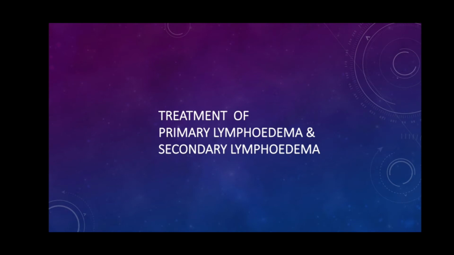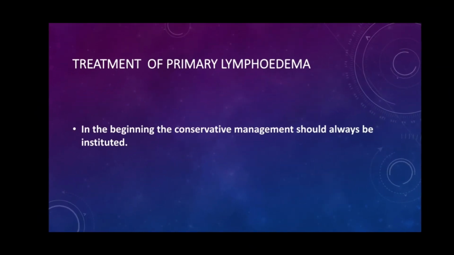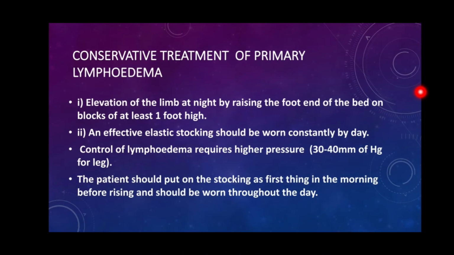Next, we will see the treatment of primary and secondary lymphedema. Treatment of primary lymphedema. In the beginning, conservative management should always be instituted for primary lymphedema. Conservative treatment of primary lymphedema. First one, elevation of the limb at night by raising the foot end of the bed on blocks of at least 1 foot height. Second, an effective elastic stocking should be worn constantly by day.